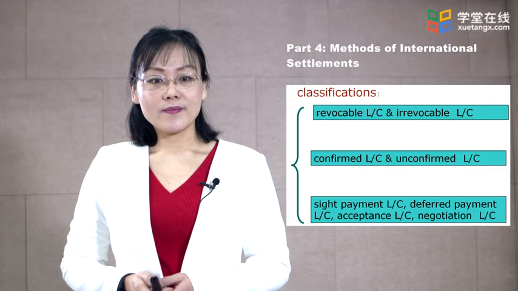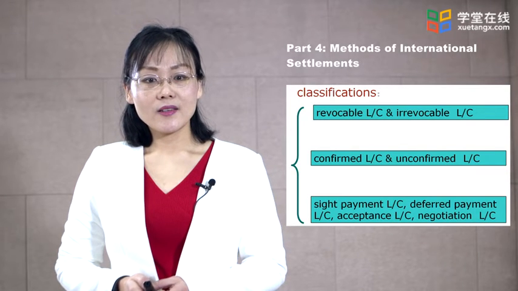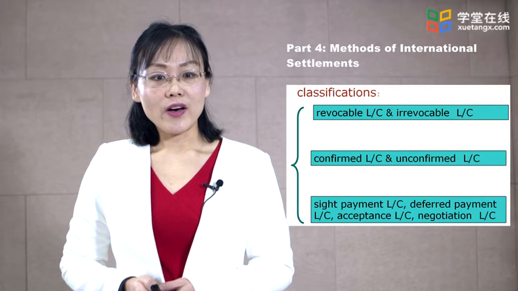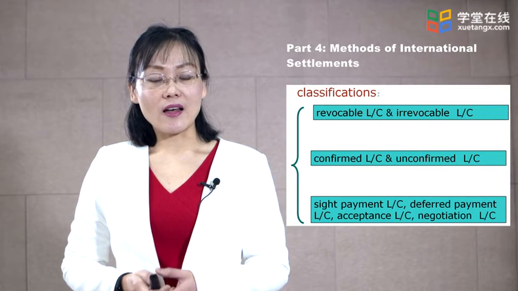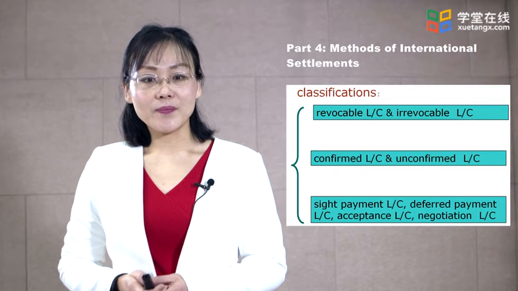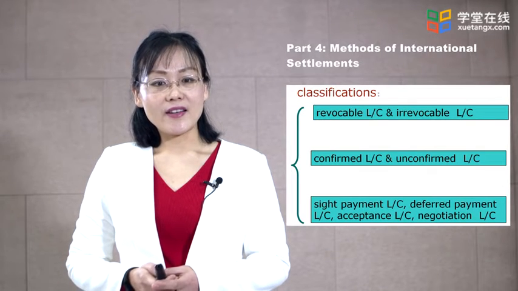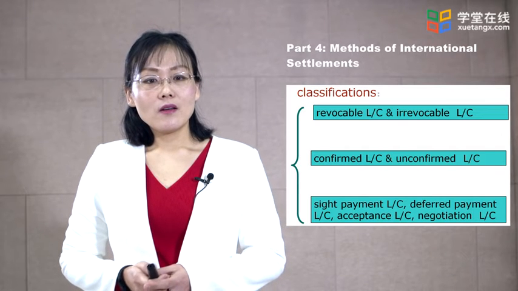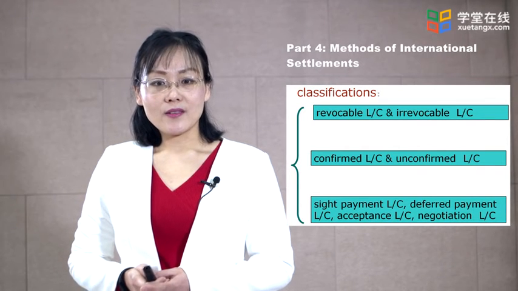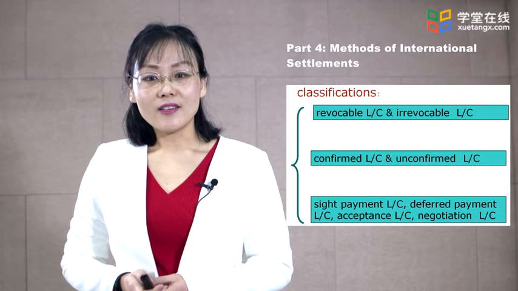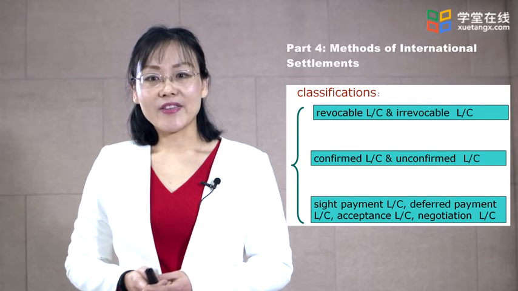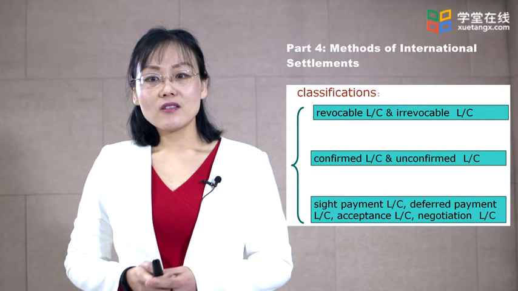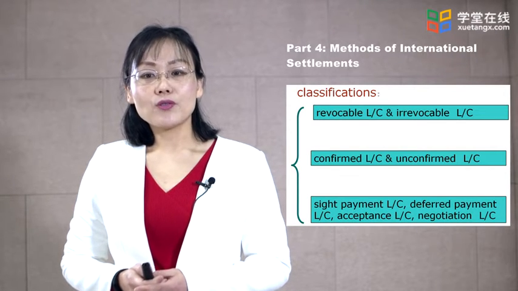Irrevocable credit is a credit that can't be cancelled or modified without the express consent of the issuing bank, the confirming bank, if any, and the beneficiary. So we can say the irrevocable credit constitutes a definite undertaking by the issuing bank to make payment, and thus is more beneficial to exporter.